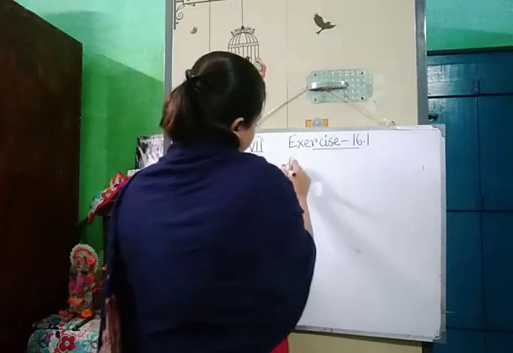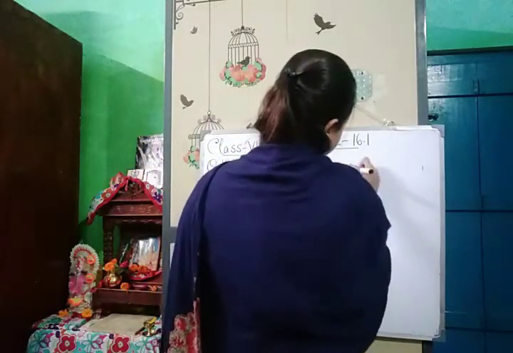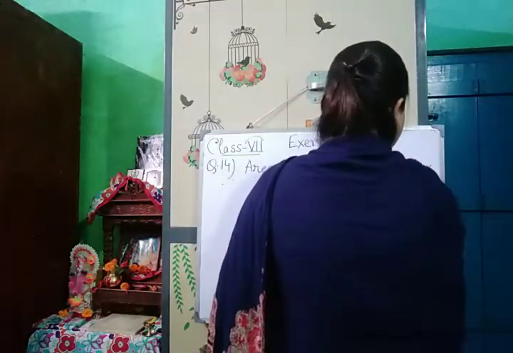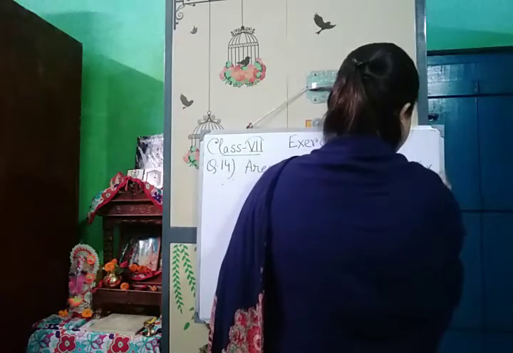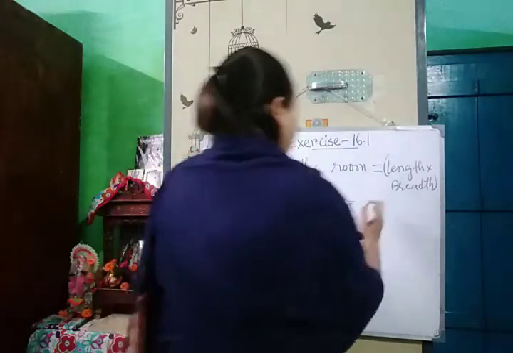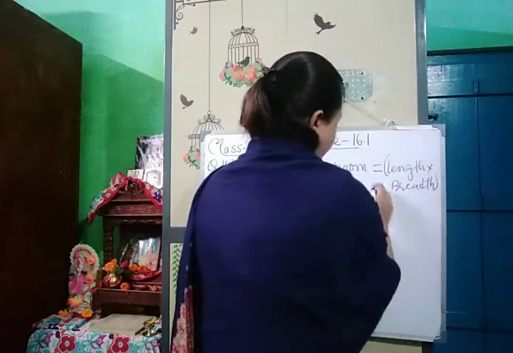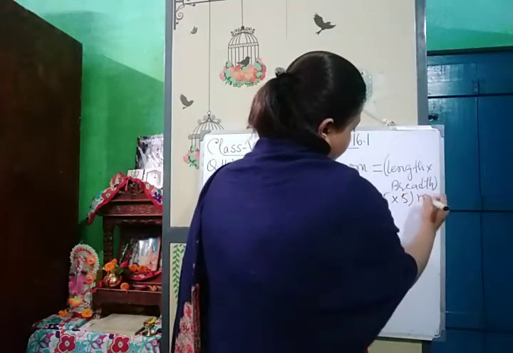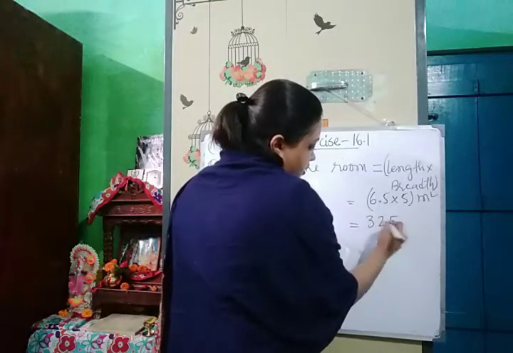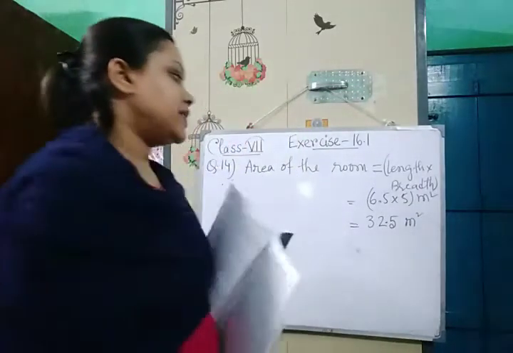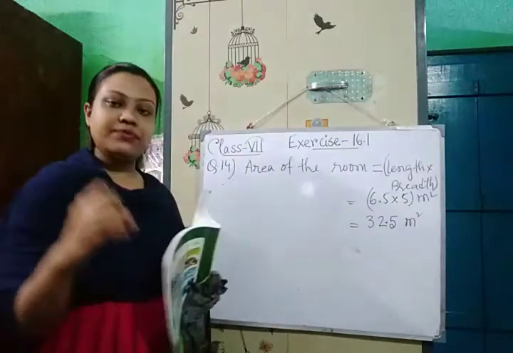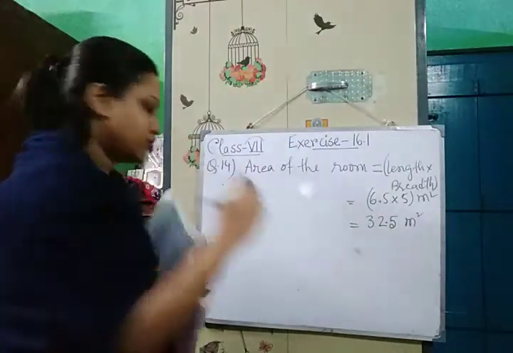Area of the room equals length into breadth, that is 6.5 into 5 meter square. 5 5s are 25, 5 6s are 30 plus 2 is 32. 32.5 meter square is the area of the room. Now see, first I am finding out the area of each tile, then I will show you.